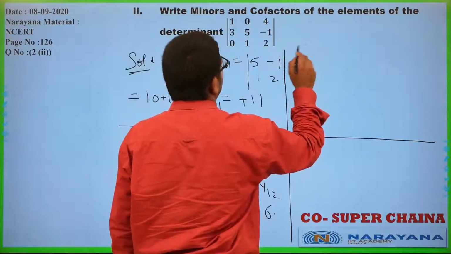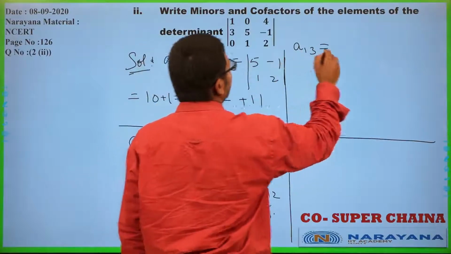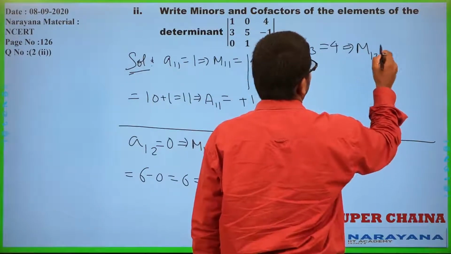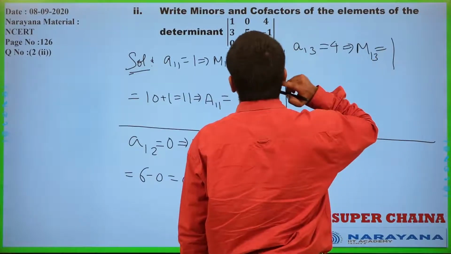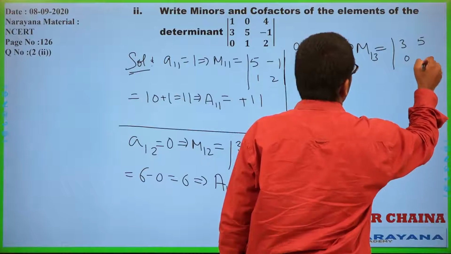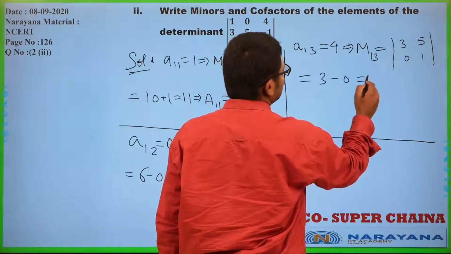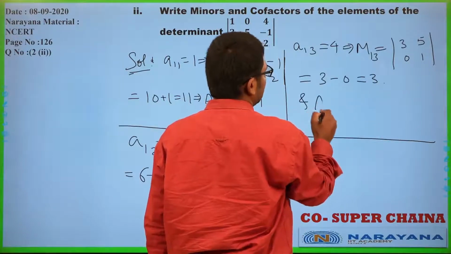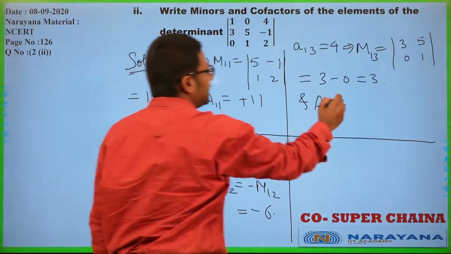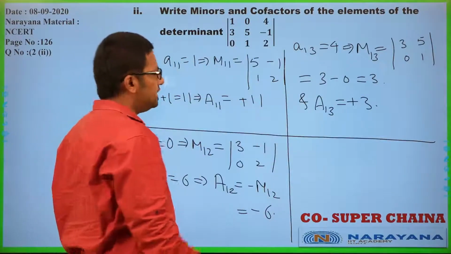Then small a13 would be 4, which means capital M13 would be, leave that row, that column, so 3 5 0 1, right? This is 3 minus 0, which is 3 only, and capital A13 would be plus minus plus, therefore plus 3, correct?